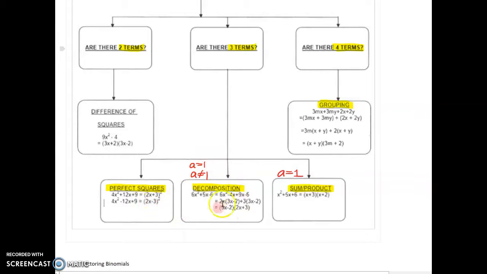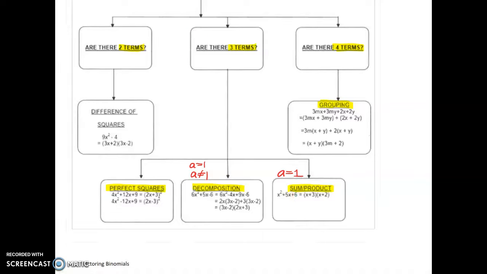So decomposition is our main method, but we have shortcut ones where if A equals 1, you can use the sum product, or if you notice that it's a perfect square values on the first and last term and they multiply together and double to the middle term, then you can use those 2 techniques.